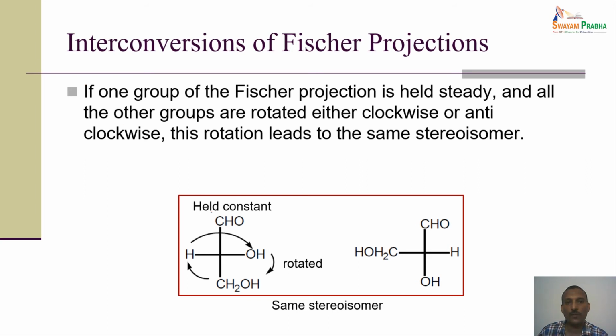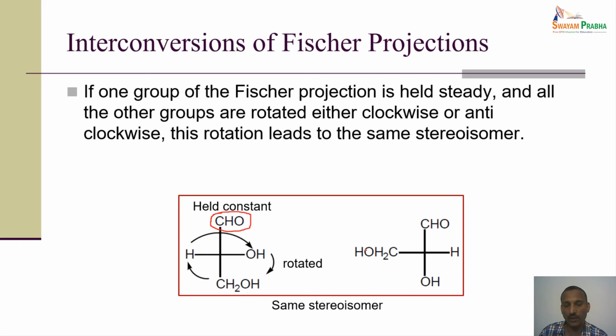Now another type of interconversion. In this particular case, we keep one of the groups constant. We are not moving this group. We can rotate all the other three groups in a clockwise or anti-clockwise direction. So in this case, the CHO is written at the top and then the hydrogen is moved to the right. So here the OH comes down as shown here and this CH2OH comes to the top.